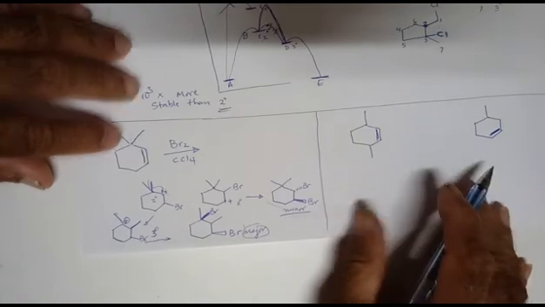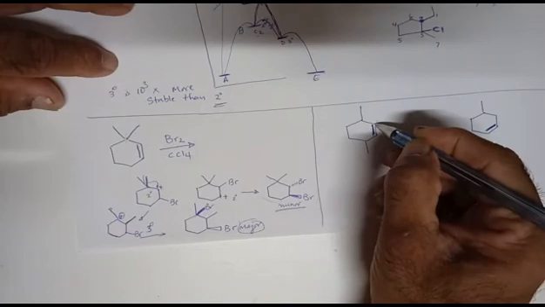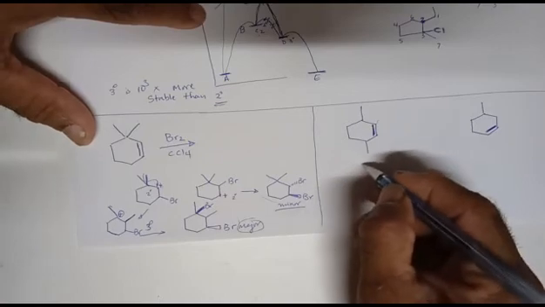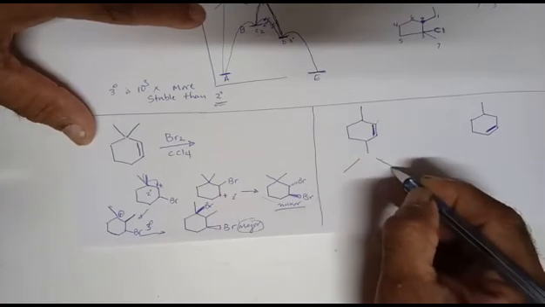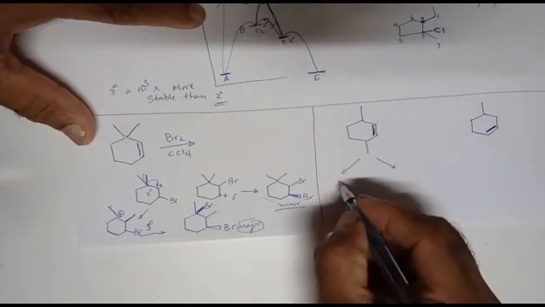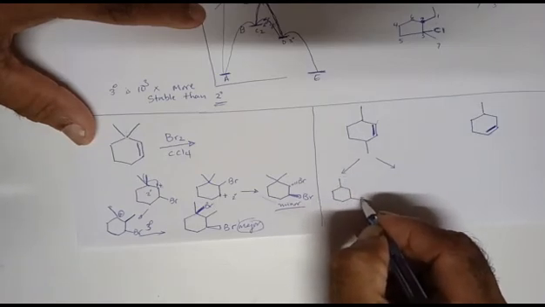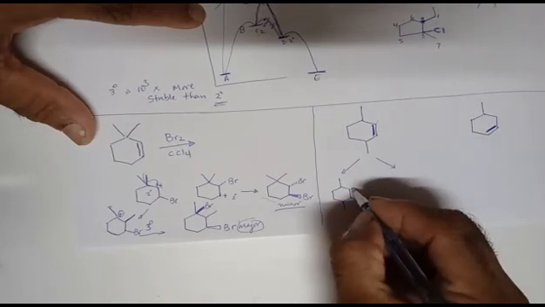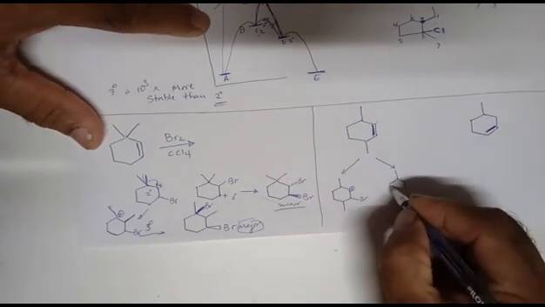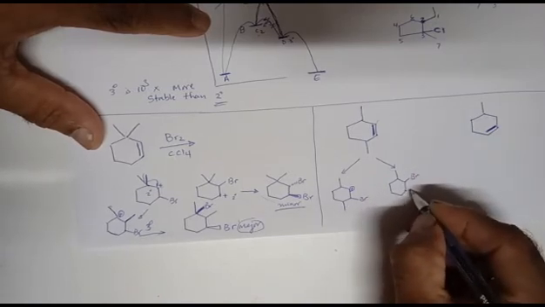So this is major, this is minor. What's going to happen in this case? Well, there is a 50% chance it's going to attack here, 50% it's going to attack there. So in that case, now we have a little bit interesting scenario. Okay? So what's going to happen? If the bromine attacks here first, it makes a positive charge there, right? Or bromine attacks here and the positive charge is here.